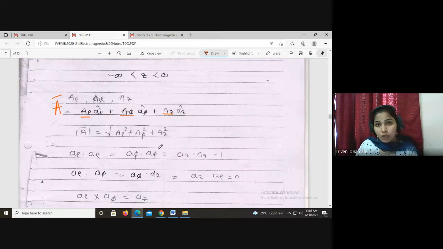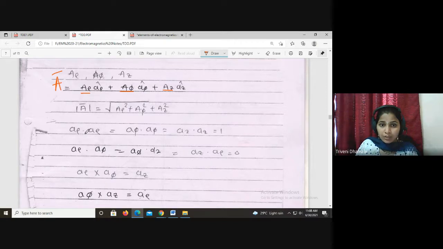So as per the dot product, the similar unit vector dot product is always 1, and different unit vector dot product is always 0. Like a rho dot a rho is always 1, a phi dot a phi always 1, az dot az always 1. And a rho dot a phi is 0, az dot a phi is 0. Whichever different unit vectors there are, their dot product results to 0.